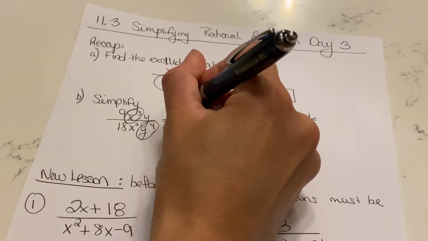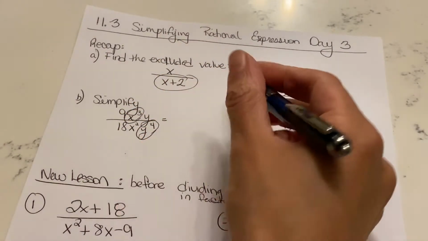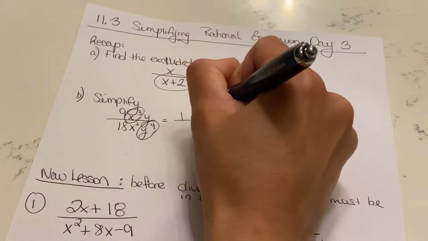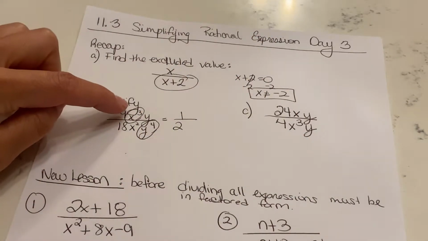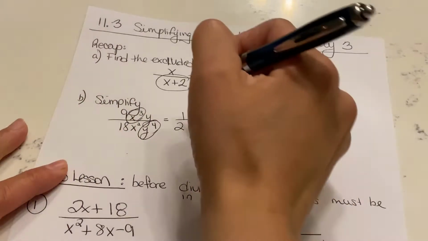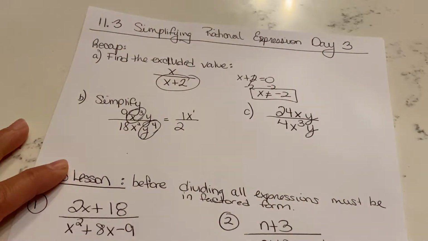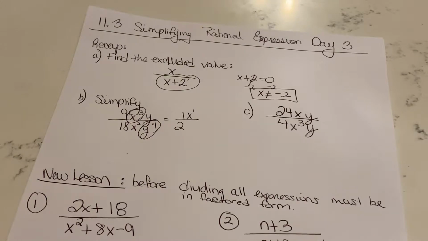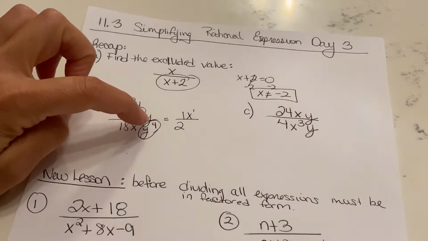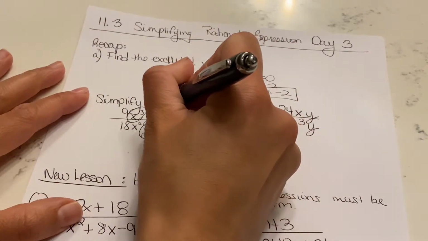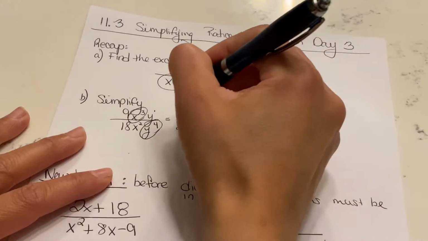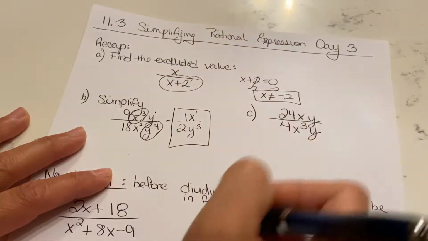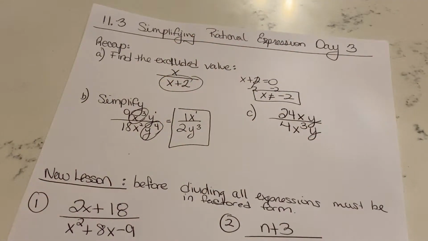So what is 9 divided by 18? Not 2, it's 1/2, okay? So now I'm going to subtract my exponents. 3 minus 2 is 1. You really don't have to put the 1, I'm just showing you, okay? And then 4 minus 1, because there's a 1 here, will give me y to the 3rd. So my answer, okay, is x over 2y cubed, okay?